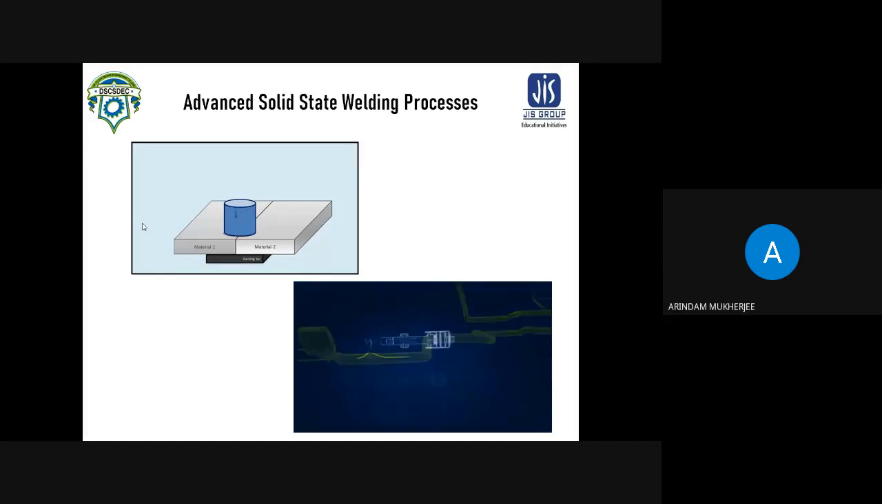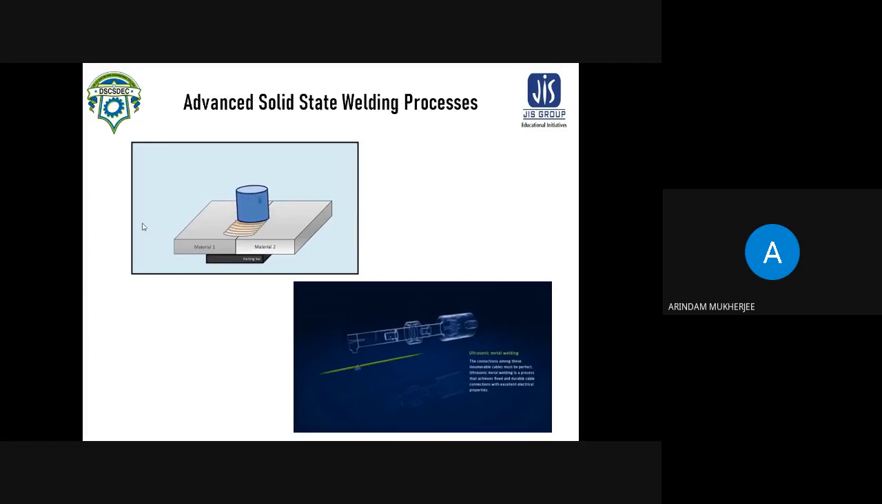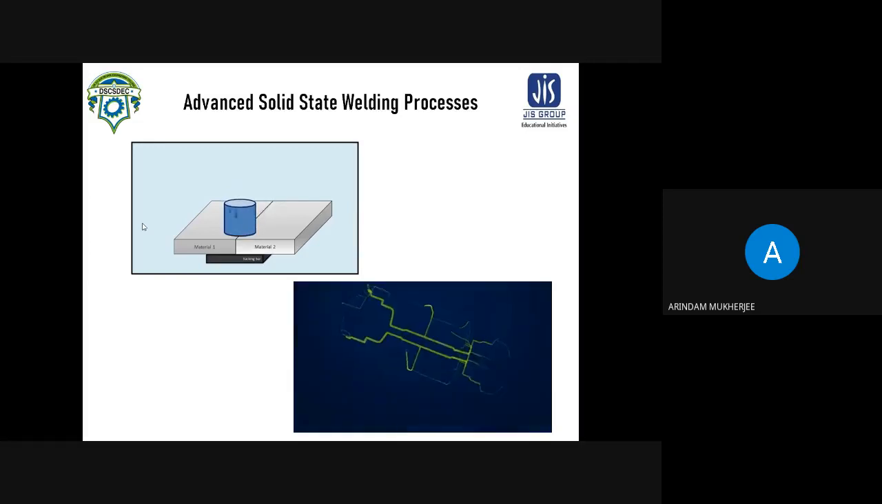Sir, where can we see the application of this ultrasonic welding? Ultrasonic welding is basically used for welding materials which have very little thickness, like cable materials, where you are supposed to join materials or wires with very small thickness. You can use ultrasonic welding.